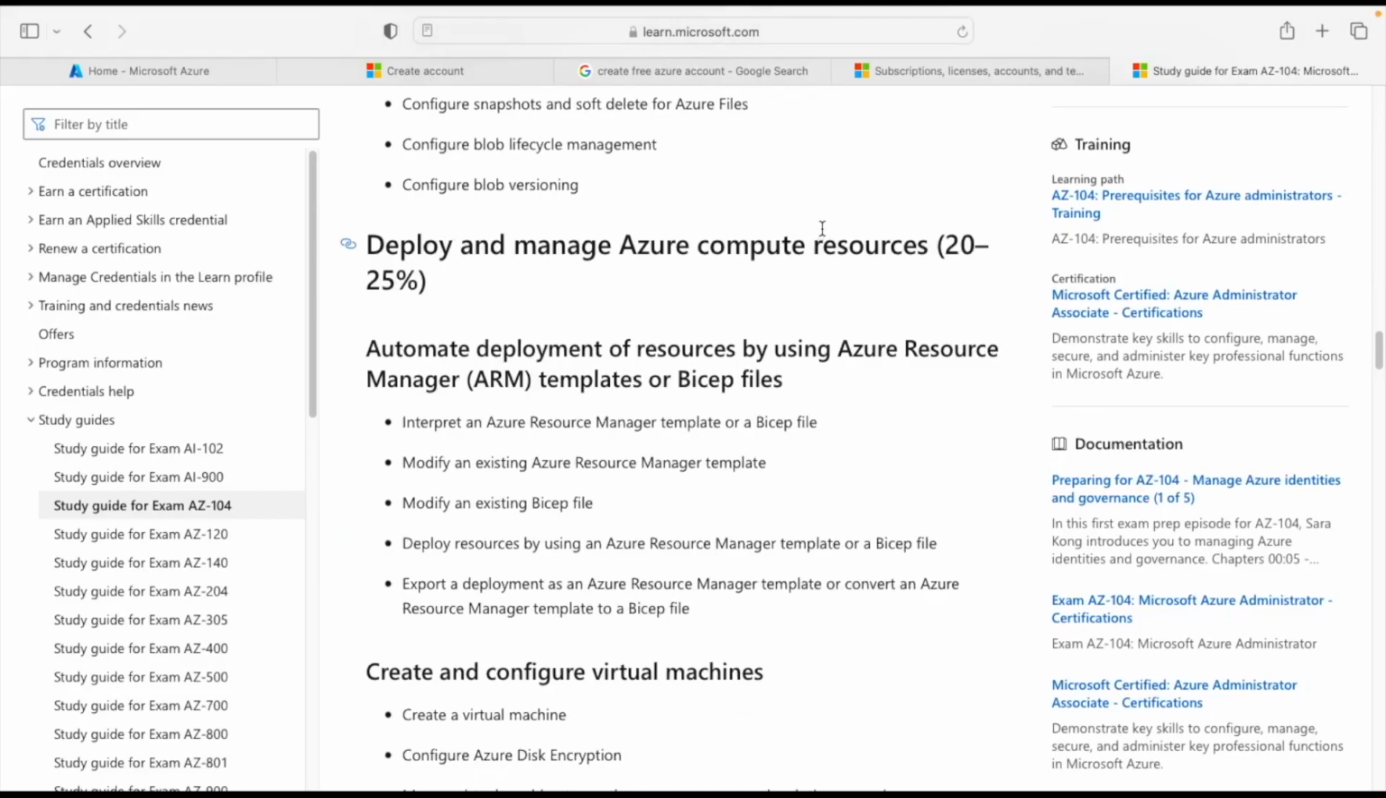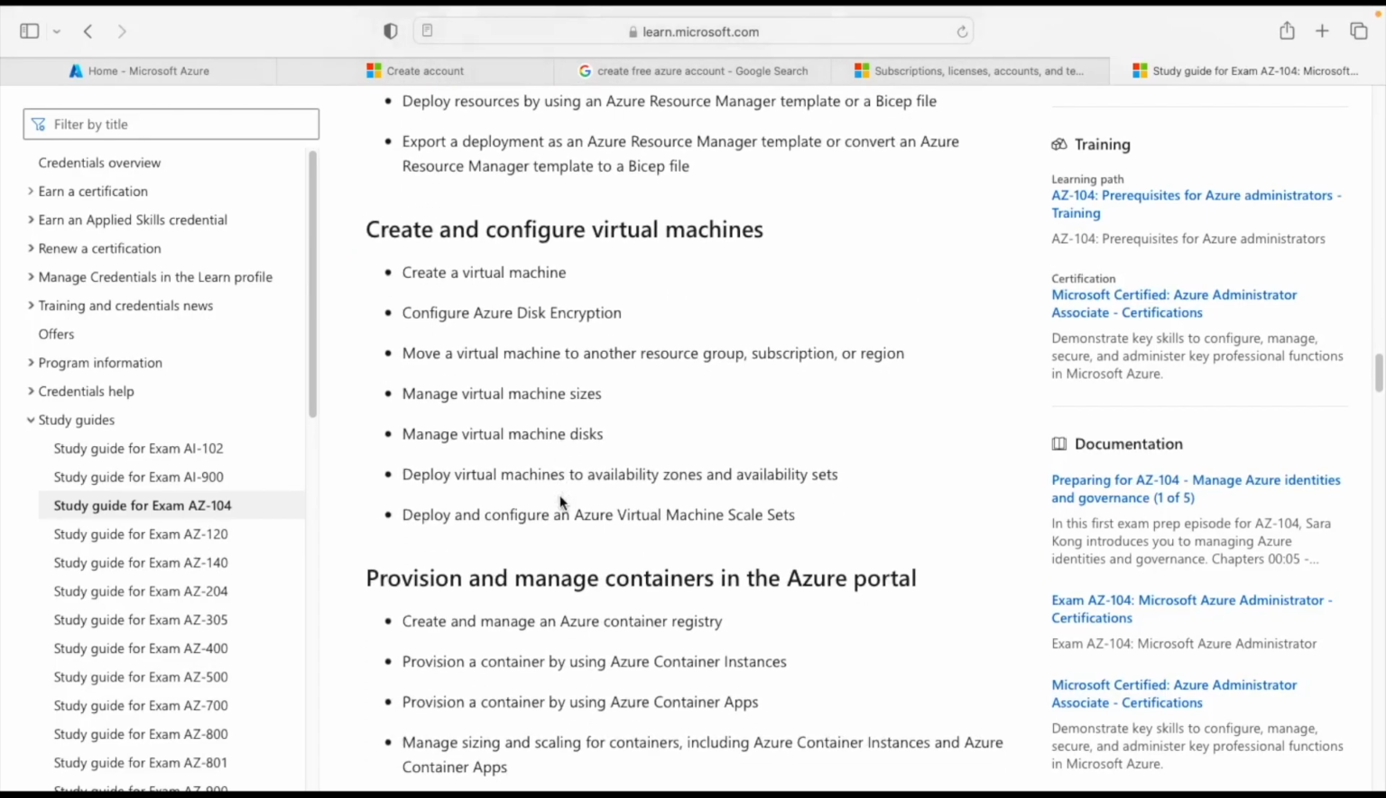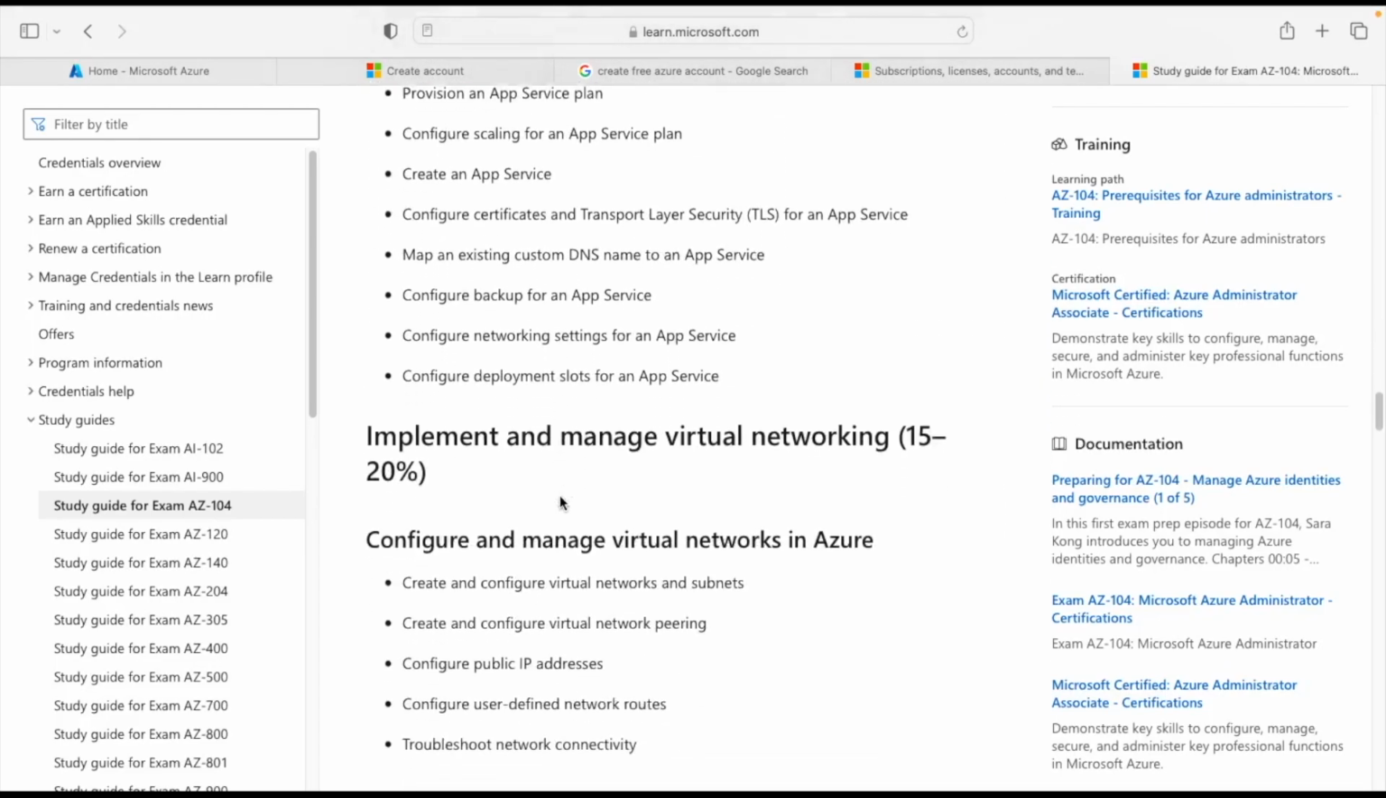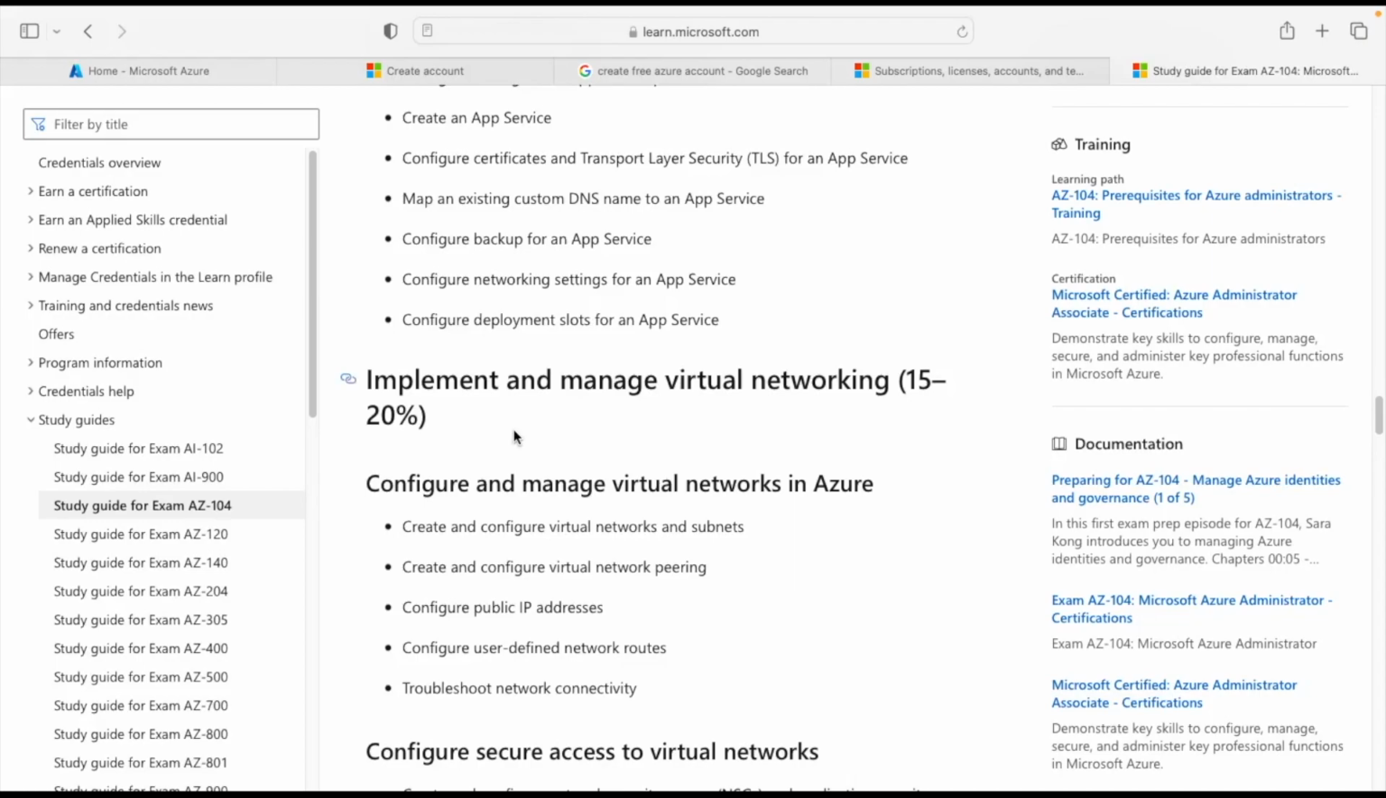Then we have compute resources. So we have 20 to 25 percentage weightage in the examination of virtual machines, app services, and containerization in a bit.